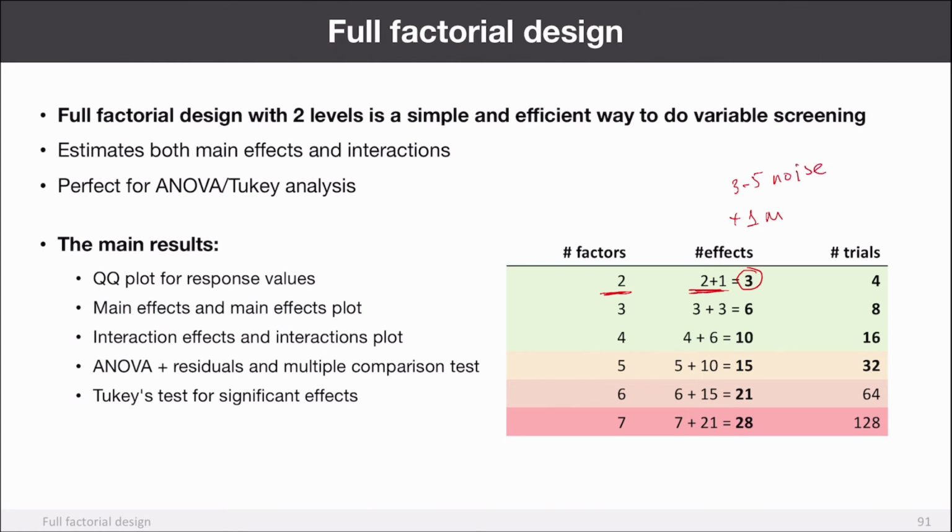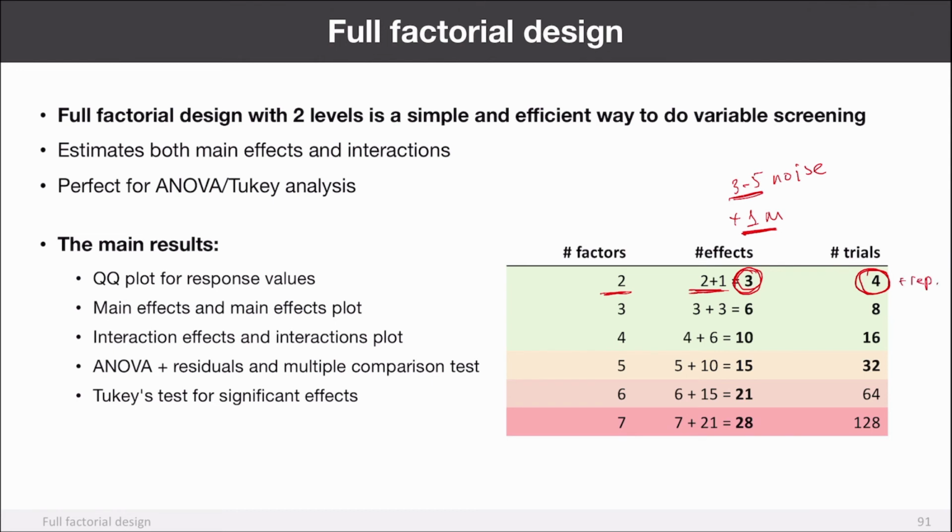And then you can see that here you have 3 effects. Then you need 1 more for the average, and then you need some degrees of freedom for noise, but you have only 4 trials. So in this case, full factorial design with one replicate will not be enough to estimate all effects statistically. You need to add some replicates. So 4 trials is not enough.